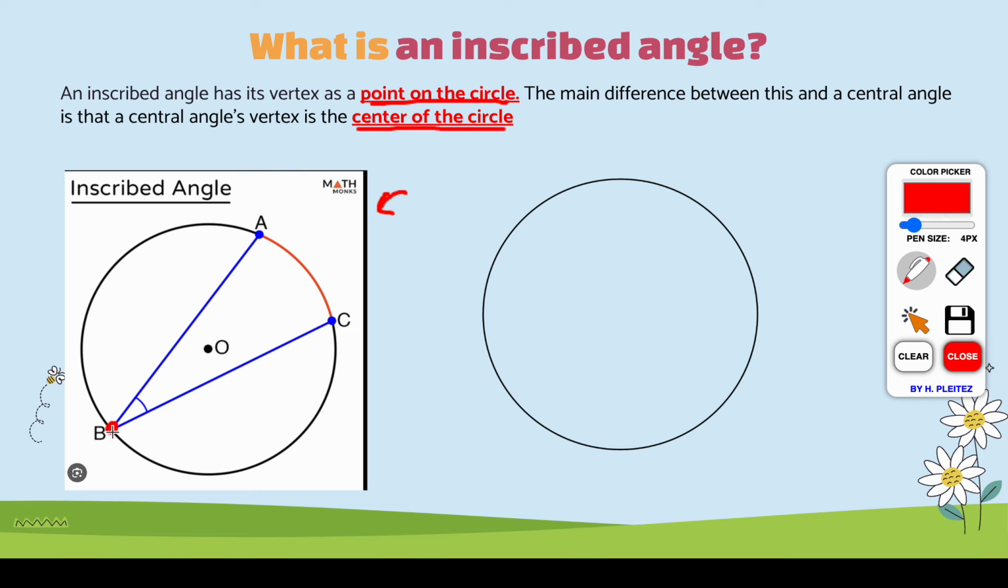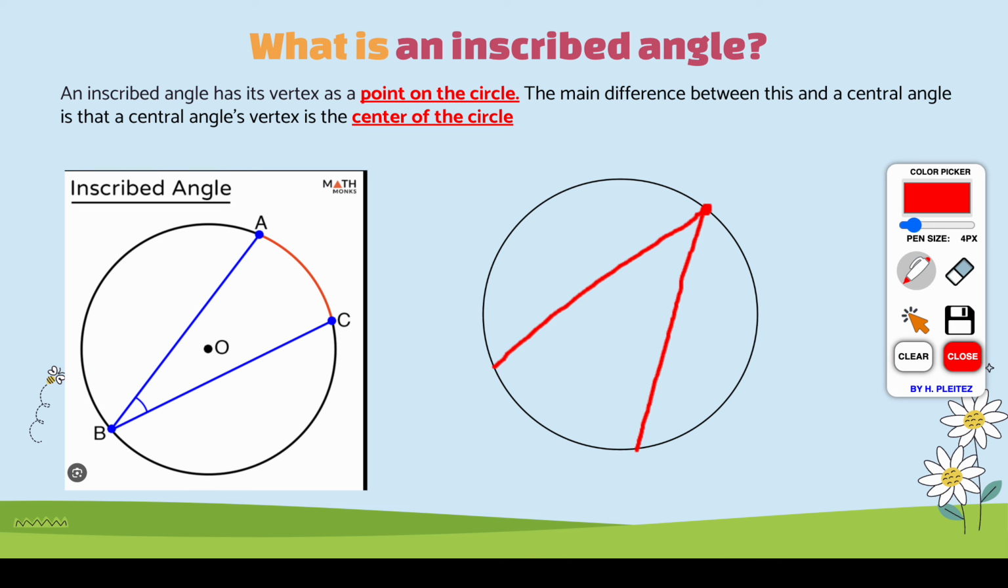Now the vertex of the angle has to be a point on the circle, and then we draw parts of the angle out again until we're hitting the circle again. So there are infinitely many inscribed angles that can be in a diagram. I can choose this point on the circle here and extend these segments out to the other edge, right? I can pick this point on the circle here, and as long as the point on the circle is the vertex of the angle, then you are good to go.